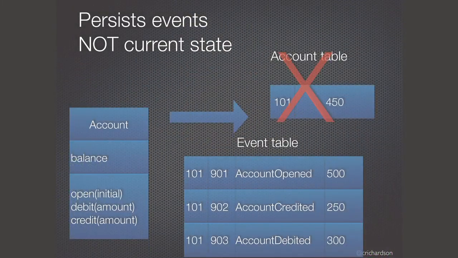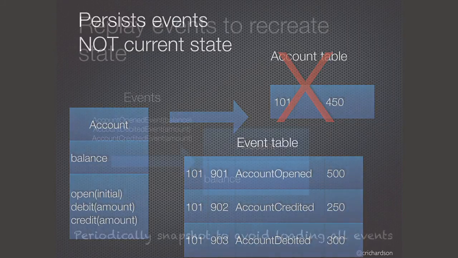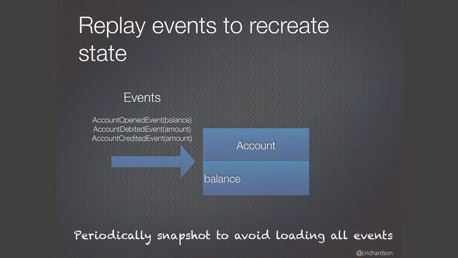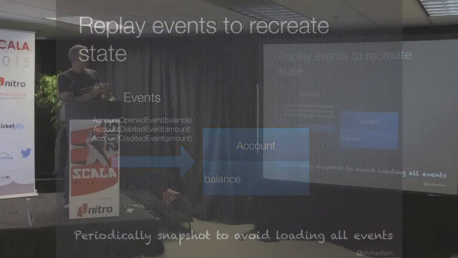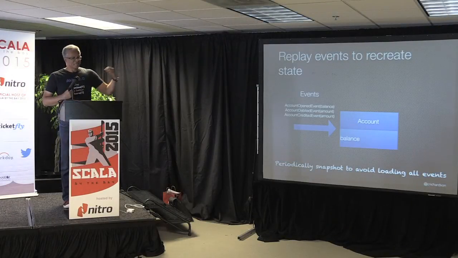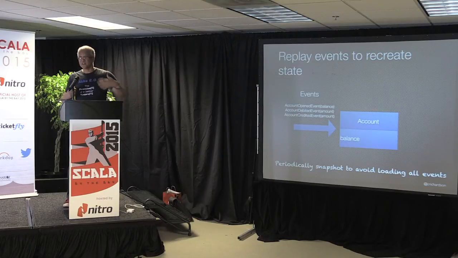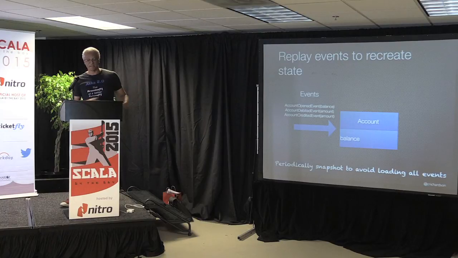So you have these events. And then where it gets interesting is, rather than persist the current state of an entity, like a standard account table with a balance, you actually persist the events instead. And then to reconstruct the current state of an aggregate, you load those events from the database and replay them to reconstitute the current state of the entity. And if you have a large number of events, you can periodically snapshot to avoid having to replay everything from the beginning of time.